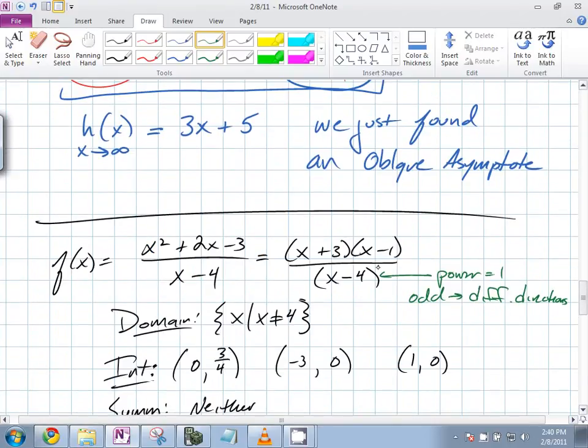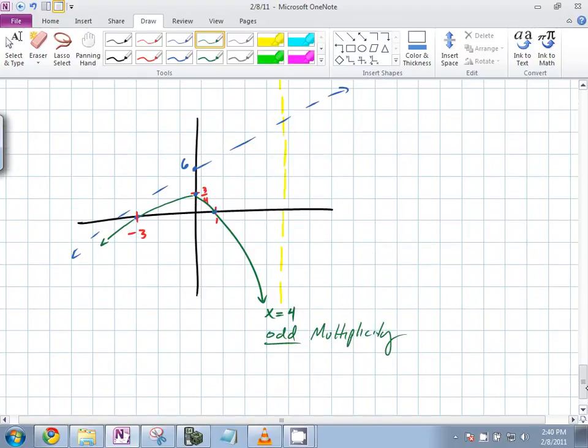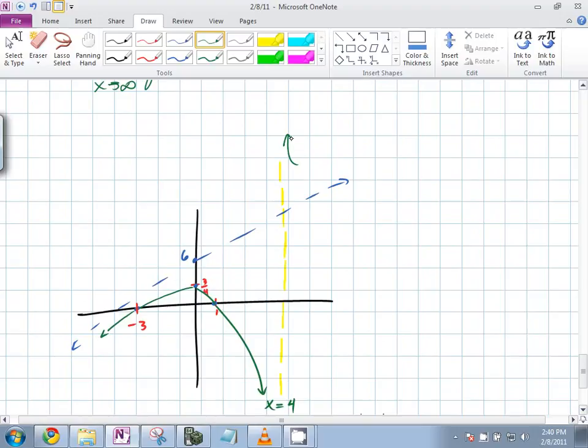So we go back here. If it means odd multiplicity, it goes in different directions. If this side goes down, the other side has to go up. So this side, you know it has to go up like this. And what do you guess the rest looks like? It curves up towards this, which is y equals x plus 6, and it never crosses it. We're going to talk about that in a second. All we know for certain right now is that it definitely doesn't cross the vertical asymptote, and it definitely doesn't cross the x-axis or y-axis anywhere else except for those 3 points.